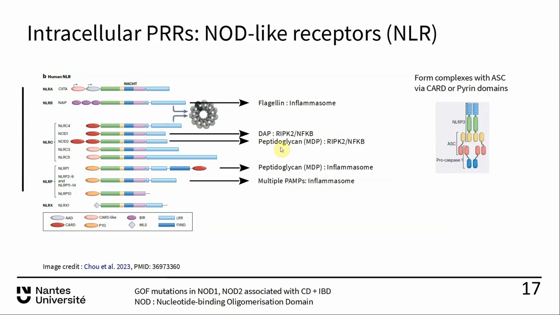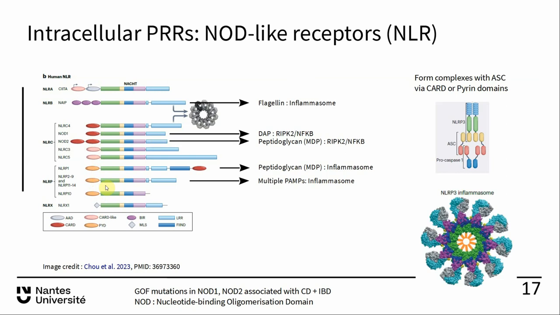So they've all got either a card domain or a pyrin domain, and that's what's going to recruit the ASC and the inflammasome. So you get formation of an inflammasome, which will give you the same kind of things we saw before. Caspase 1 activation, cleavage of IL-1 beta, secretion by the gasdermin pores.